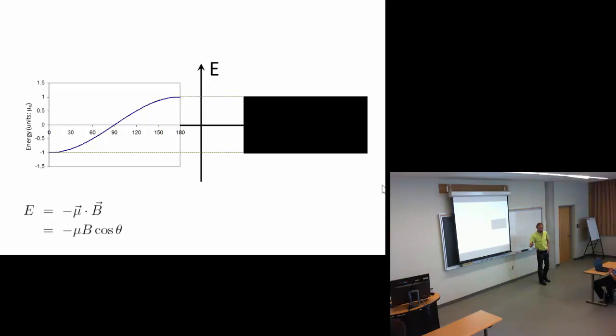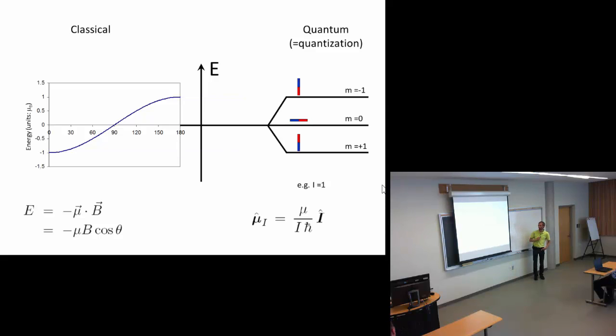Now, I said a classical nucleus. A real nucleus is not a classical system, it's a quantum system. Only a discrete number of orientations are allowed. So let's take the example of a nucleus with spin 1 that can have three different orientations: maximally parallel to the z-axis, perpendicular to the z-axis, and maximally anti-parallel to the z-axis. So only these three orientations out of this entire range will be allowed for a nucleus with spin 1.